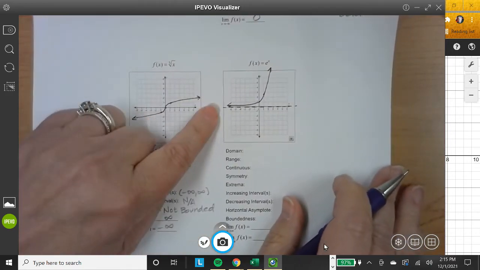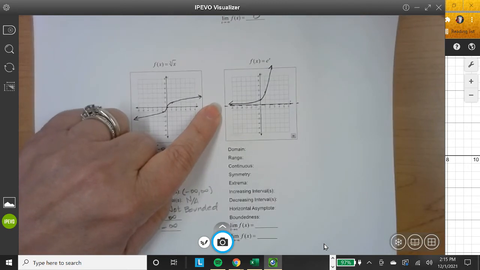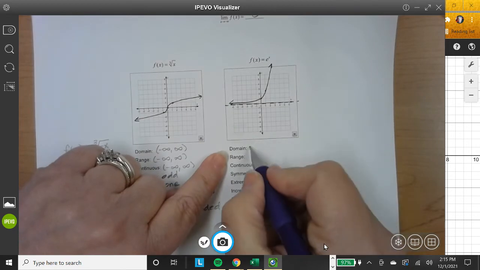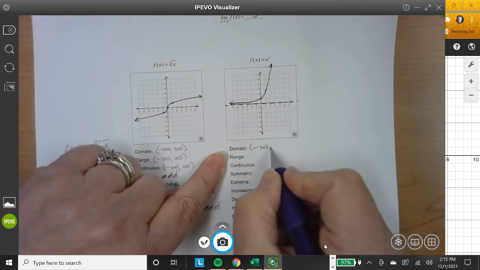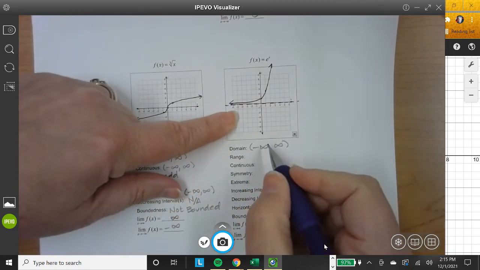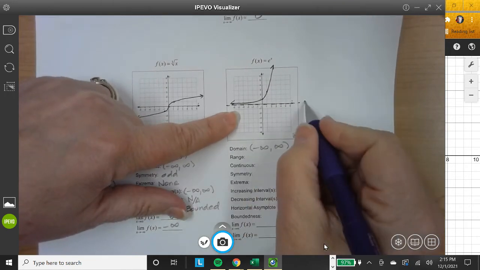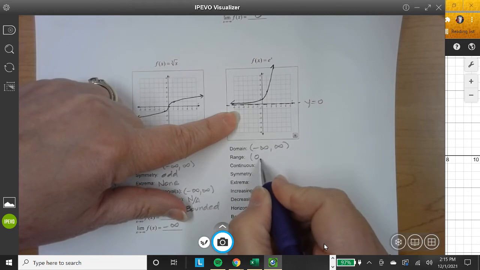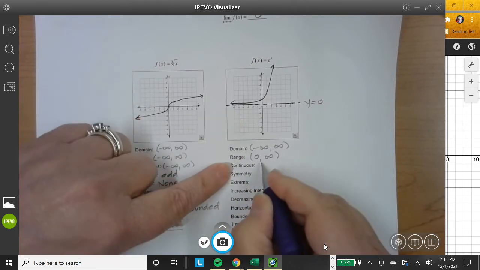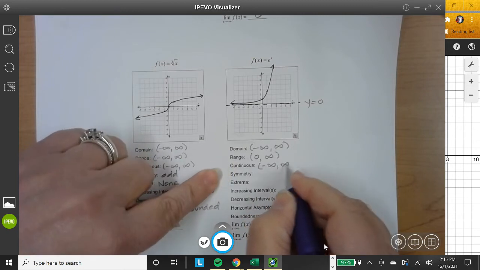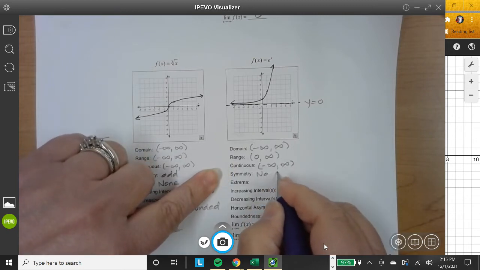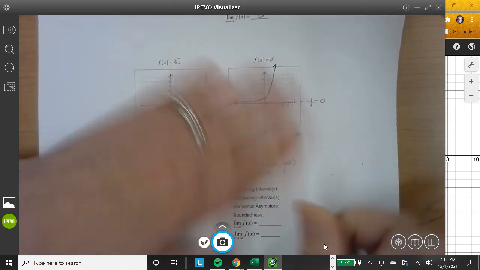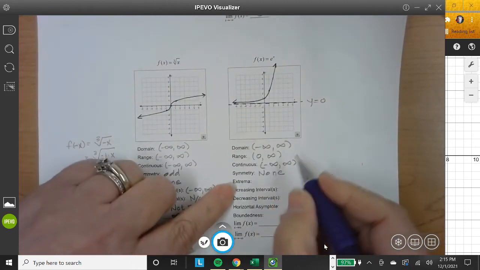Next we have the exponential e to the x. Its domain is all real numbers. Its range, as you can see, you have a horizontal asymptote here at y equals 0, is open or exclusive of 0 to infinity. It is continuous for all real numbers. It has no symmetry. I'm going to put none. It has no extrema.